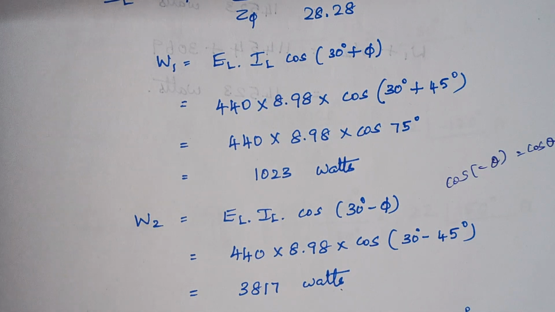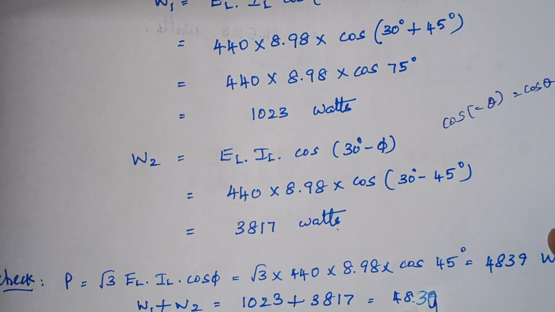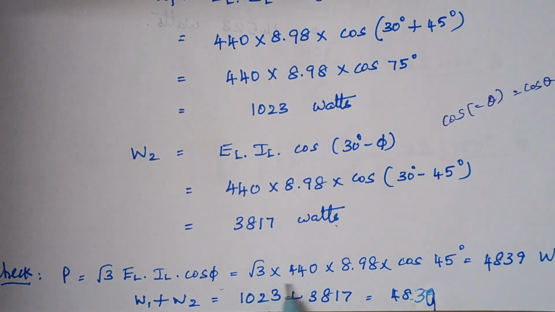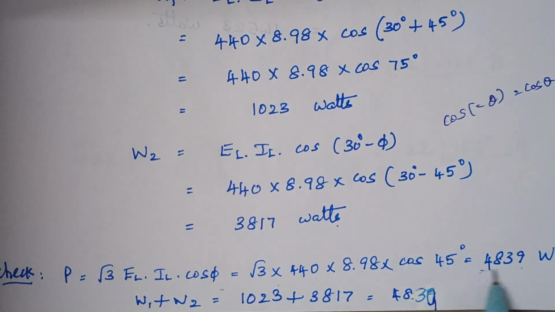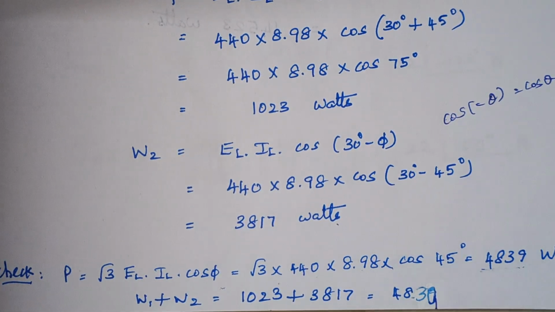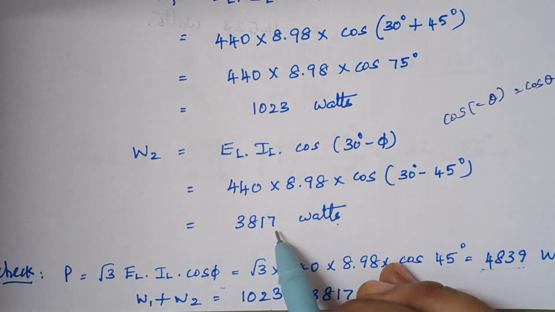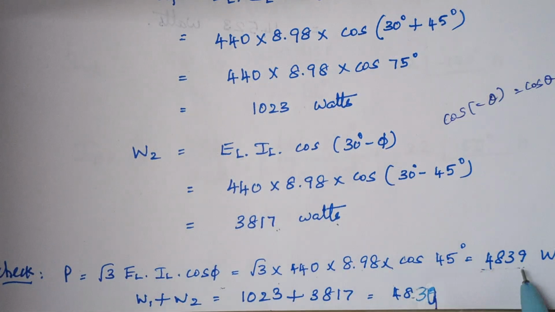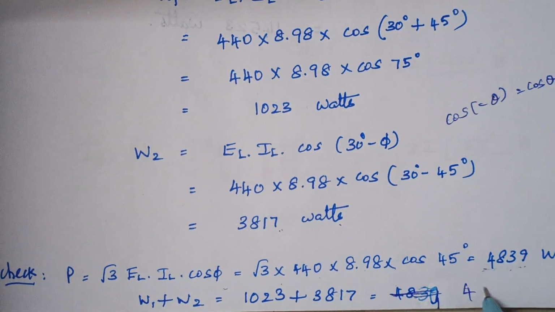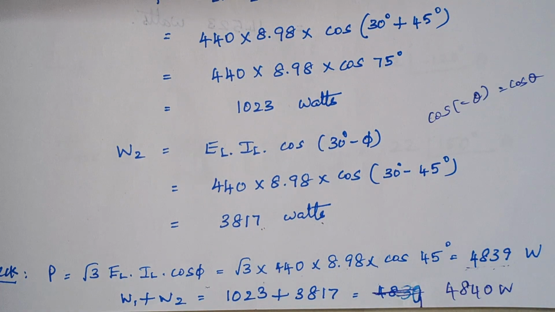Here is a shortcut to check whether the obtained answer is correct. The total power P is given by root 3 EL IL cos phi. Substituting the values, we get 4839. Similarly, when you add the values shown by the wattmeters, 1023 plus 3817, we get almost the same value, 4840 watts. They are similar. So the first part is over.